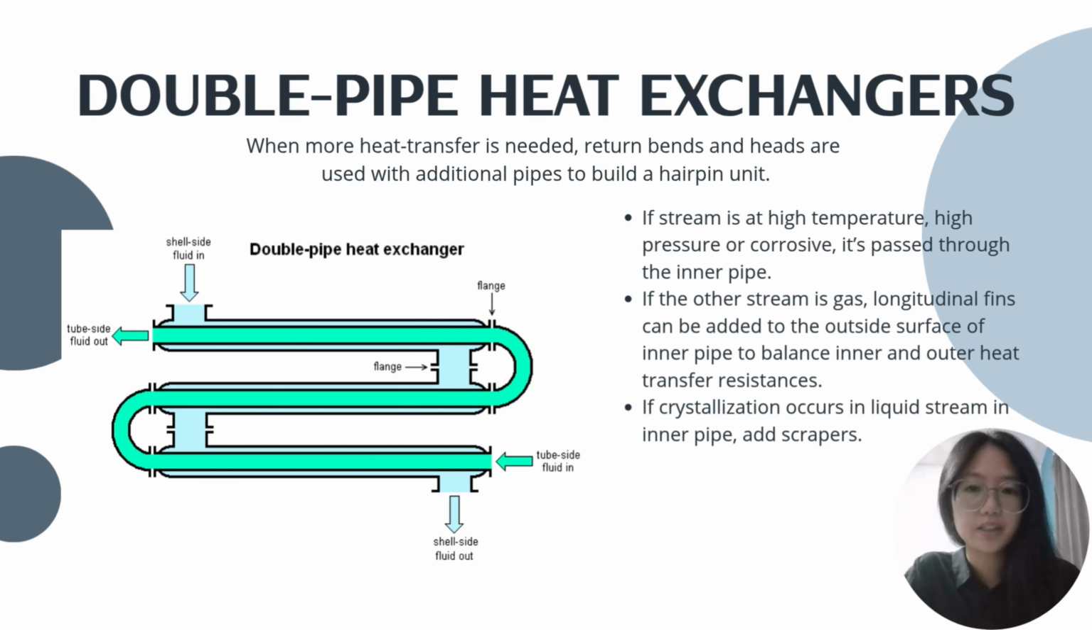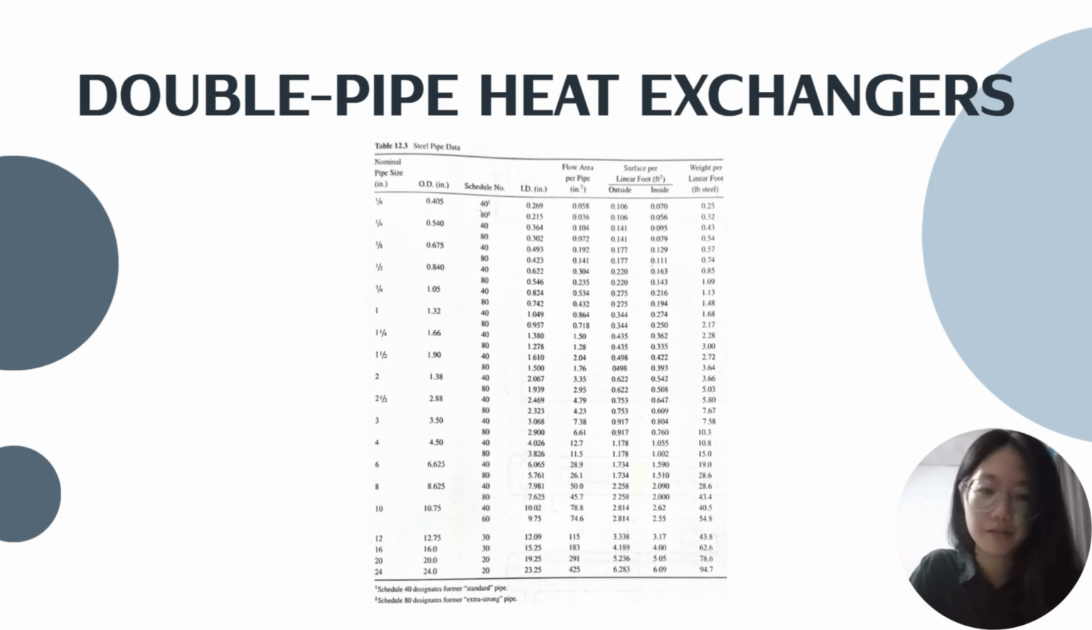In a case where more heat transfer is needed, this hairpin unit will be used. And you can see that at the side here I listed some considerations for the modification of the inner pipe when the stream is at different conditions. So this is table 12.3 about steel pipe data, where you can use the values to calculate the flow and also the heat transfer inside the heat exchanger.